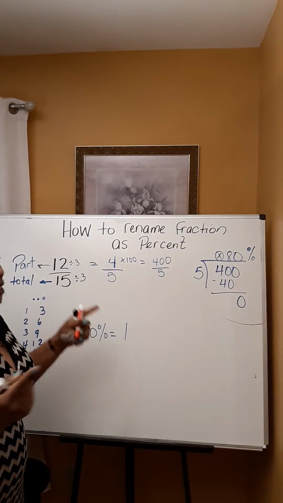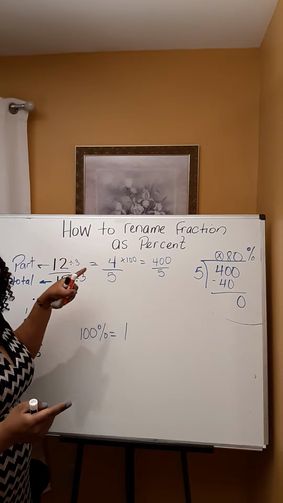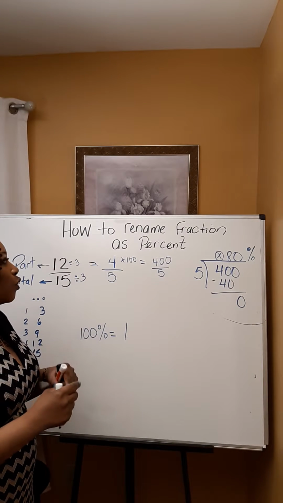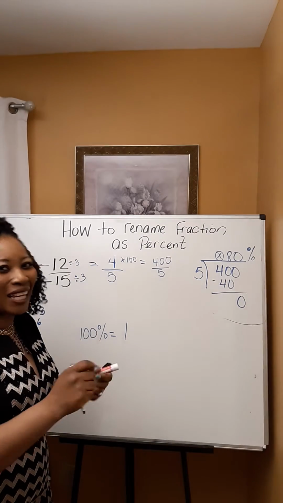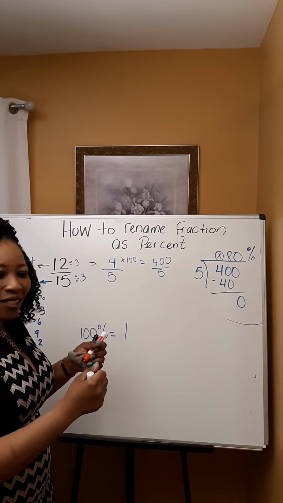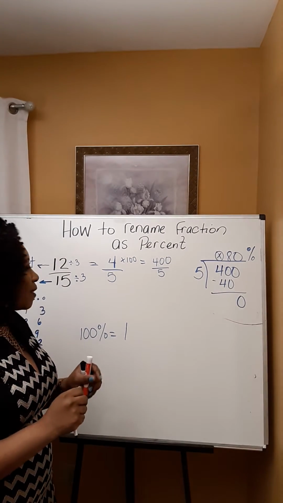So all you got to do is take the fraction, multiply by 100, and then divide by the denominator. And this allows you not to have to find the division, the decimal, and then convert. So this way is efficient. There is no opportunity for you to make a mistake as long as you follow the steps, okay?